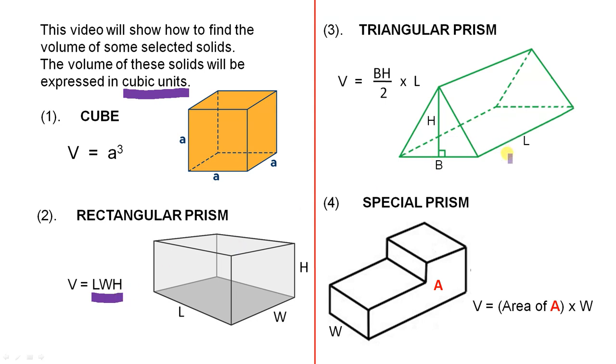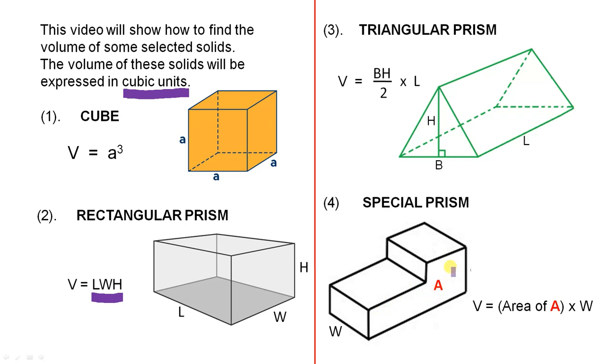Here we have the triangular prism, so we have a triangle here, and then we have this L here. And the volume of the triangular prism is found by finding the area of this triangle, which is BH over 2, and you multiply it by L. And again, cubic units.